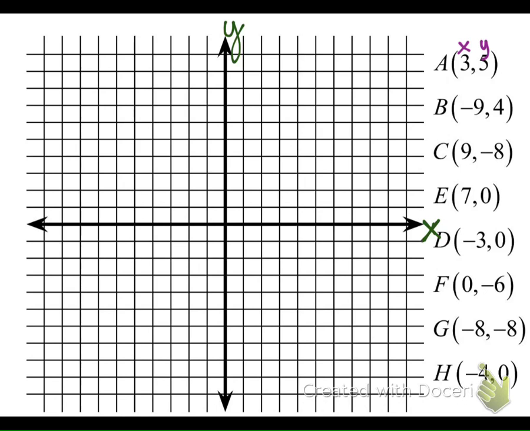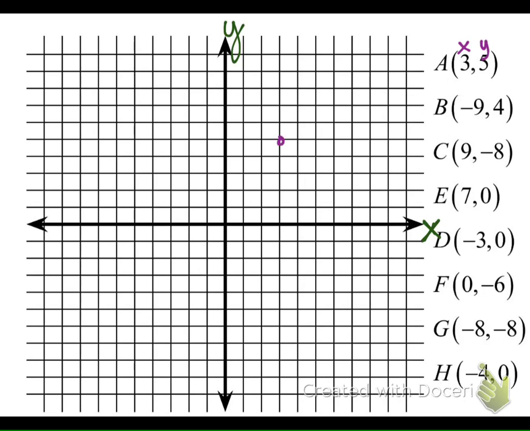Then I'm going to finish graphing using my y. What's my y? 5. Positive 5, right? So am I going to go up or down? So from my x point, I'm going to go up 5. 1, 2, 3, 4, 5. That's where I plot point A.